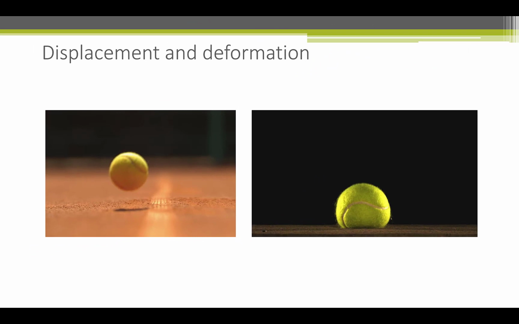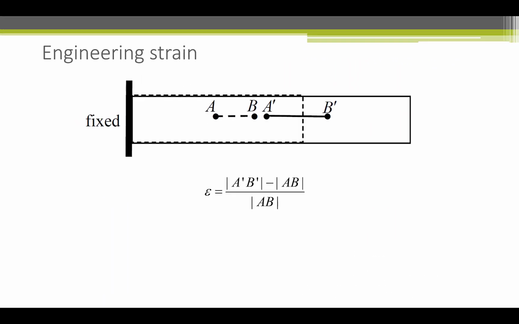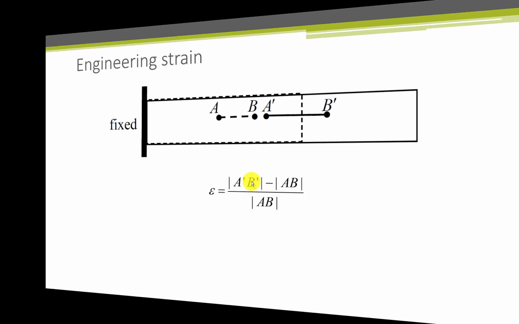It's important to distinguish between displacement and deformation. This picture tells it all. A particle within a body can be displaced, but it can also be deformed. So, for example, point A is displaced, but to consider the strain, at least engineering strain, we take 2 points that are separated by a very small distance and see how much it stretches. And so the strain would basically be this formula.